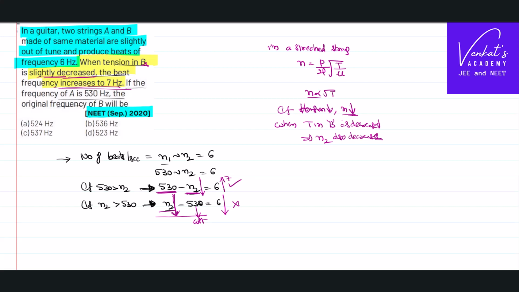That implies the correct possibility is 530 minus N2 equal to 6, so N2 equals 530 minus 6, that is 524 Hz. That's the answer for the problem. That's how we have to solve it.